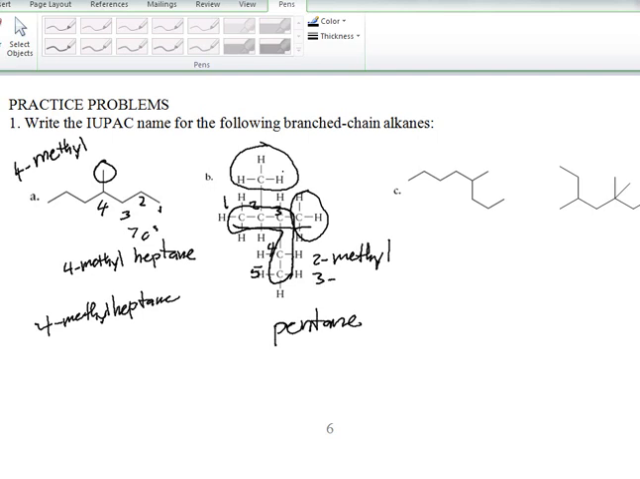And so we have 2 methyl groups. We can call them dimethyl, and we list the numbers 2, 3 dash dimethyl. That's how we indicate the substituents. And now we just put these together. 2, 3 dimethyl. Then comes the root name, pentane.